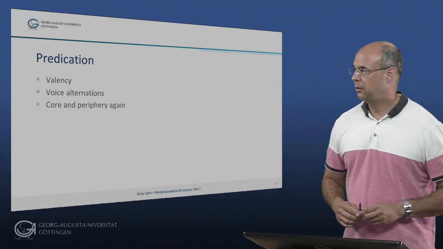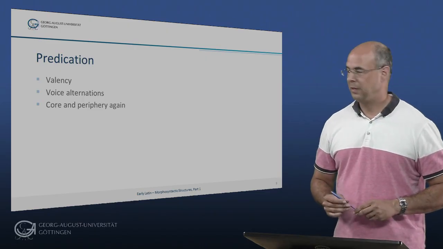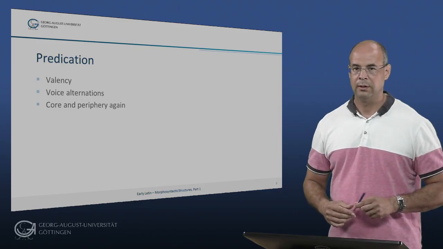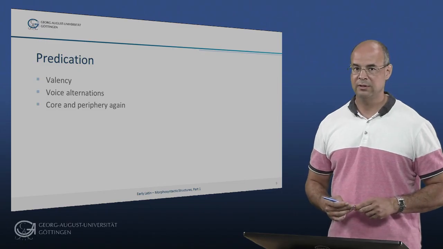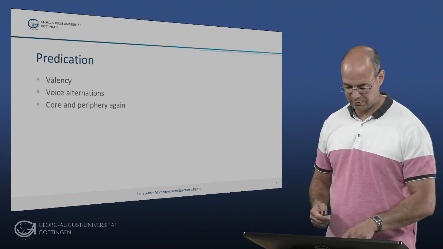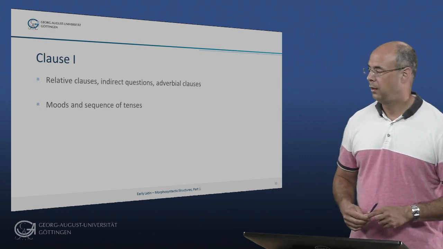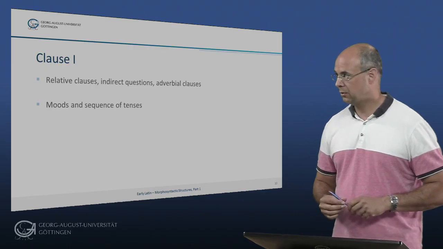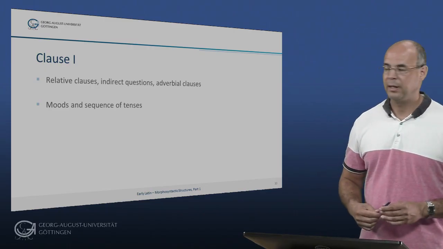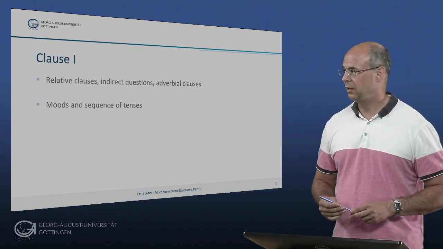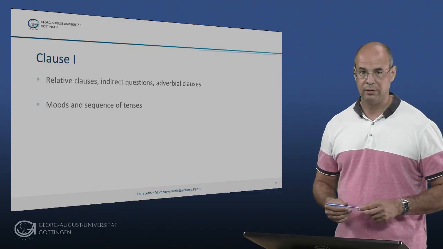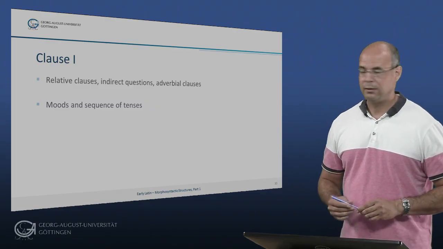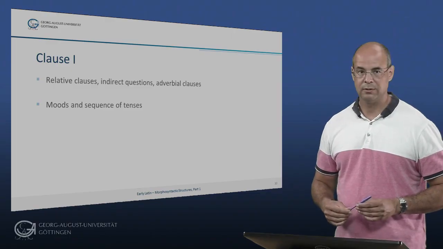From there we move on to predication. We will look at valency, the distinction between active and passive, and related phenomena. Essentially, we are covering what in traditional grammars is referred to as the simple sentence. From there we will move on to the clause, and we will start with finite clauses, with a finite verb, making a distinction between relative clauses, indirect questions, and adverbial clauses. We are going to look at sequence of tenses, moods, and we are going to look at adverbial clauses and how they function.